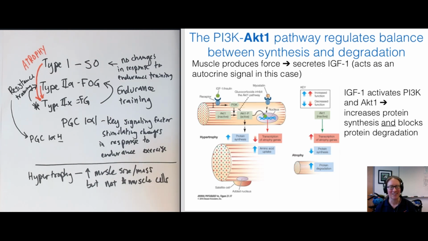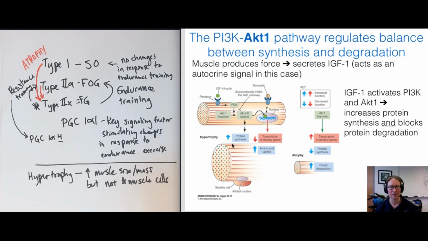The IGF-1 is then detected by insulin receptors that are present on the muscle cell surface. IGF-1 will then activate PI3K and AKT1. And when it does so, this increases protein synthesis and it blocks protein degradation. So when a muscle is working, producing IGF-1, leading to the signaling cascade, protein synthesis rates will go up, and the transcription of genes that are associated with atrophy will decrease. Muscles will increase amino acid uptake and we'll see hypertrophy.